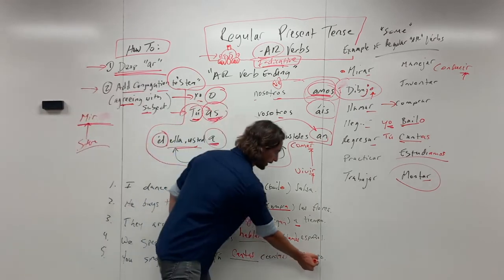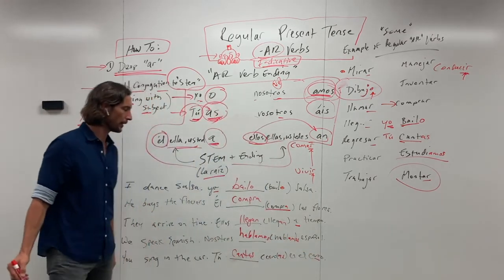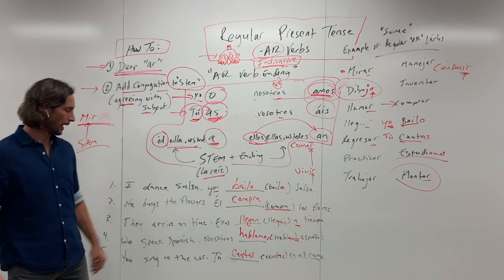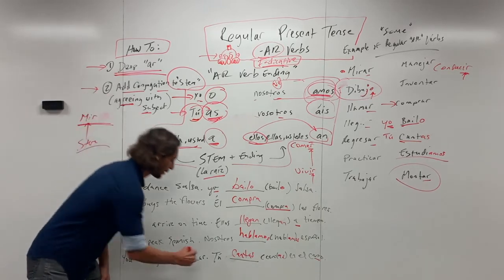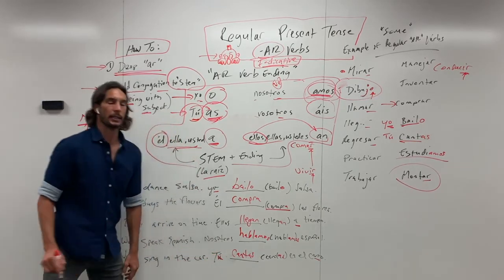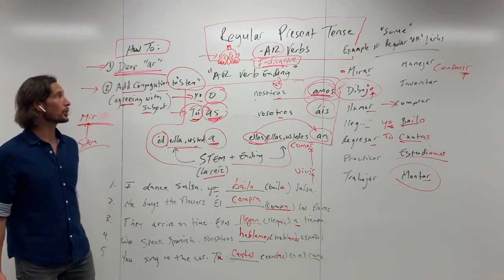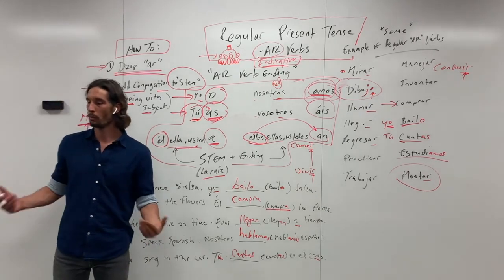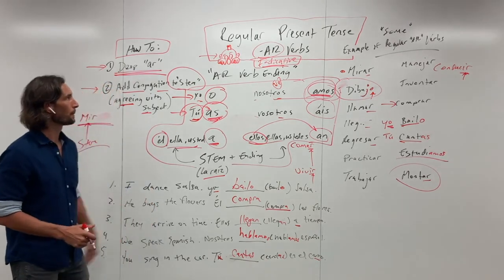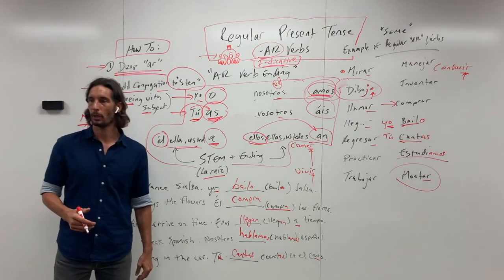And that's 2 R's right there. And can't tell if you can see that or not, or read it for that matter. But yeah, tú cantas en el carro. And this is, of course, a U with an accent over it. So really, in a nutshell, that is how to do regular AR verbs in the present indicative. So hopefully that was helpful.